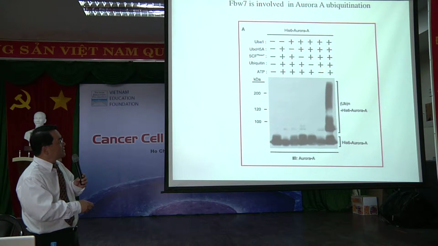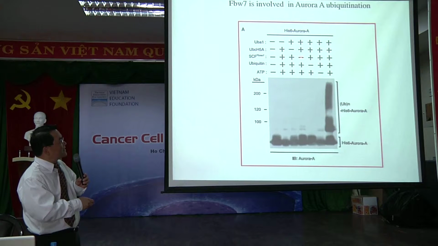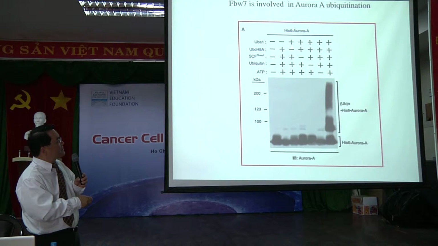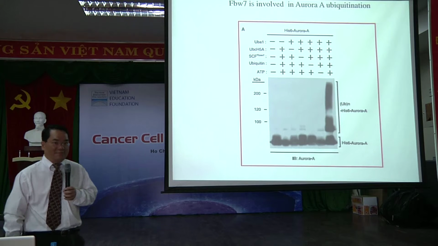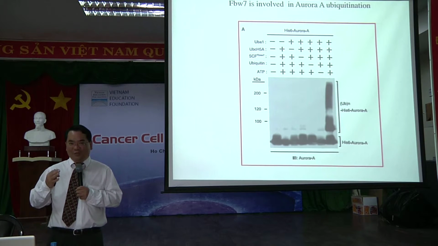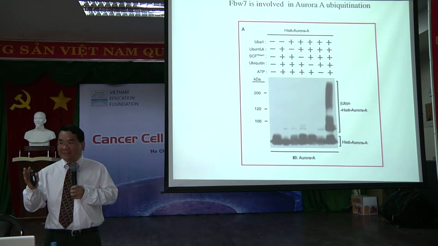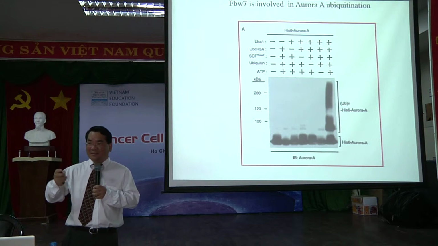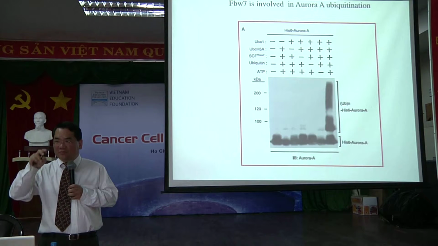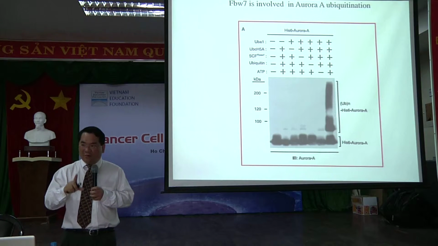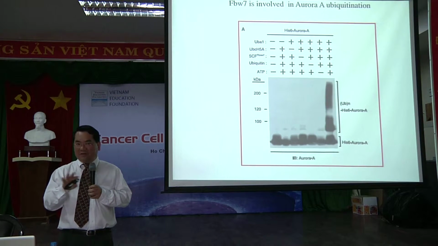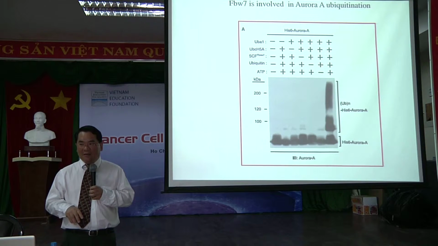Without ATP, that's not happening. Without ubiquitin, that's not happening. Without the E3 ligase SCF-FBW7, nothing happened. Without the E2 enzyme, nothing happened. Without the E1 enzyme, nothing happened. So this is biochemistry, okay? A biochemist does things correctly and accurately to define what the system requires. So it's a very, very nice experiment.